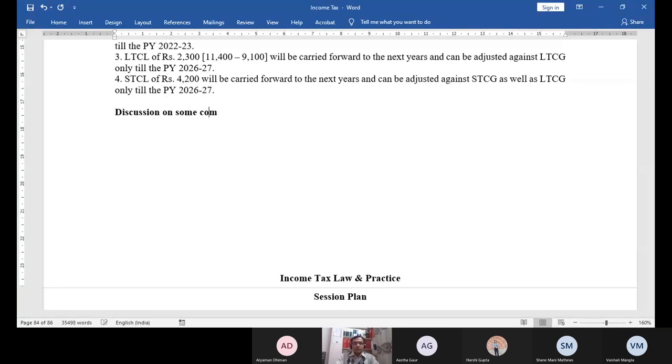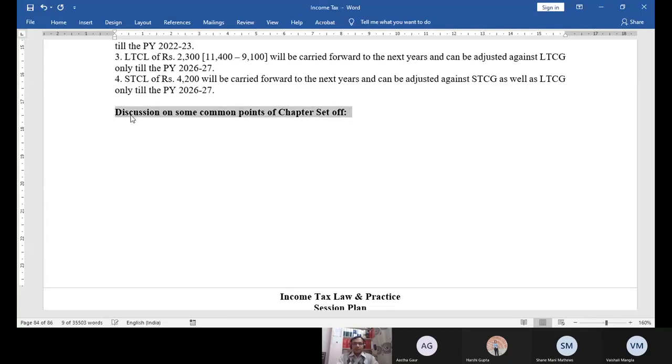Discussion on some common points of the chapter set off. Now, what are those common points? This is compulsory. It is not my choice whether I want to claim the benefit of set off or not. Applying the provisions of set off is compulsory.